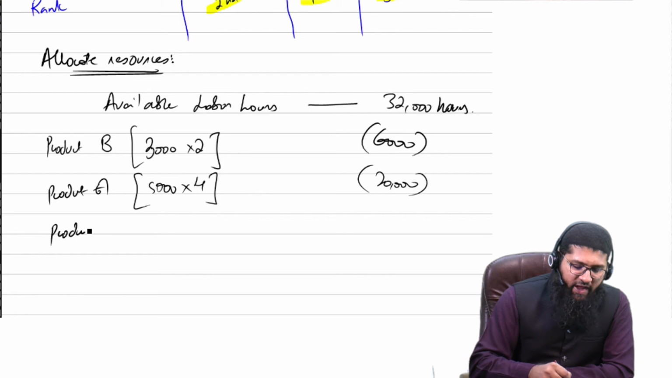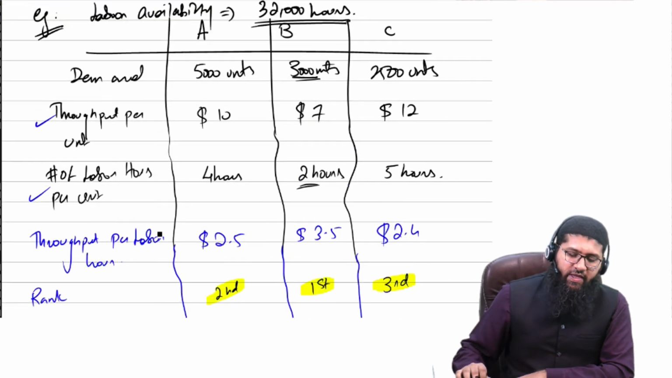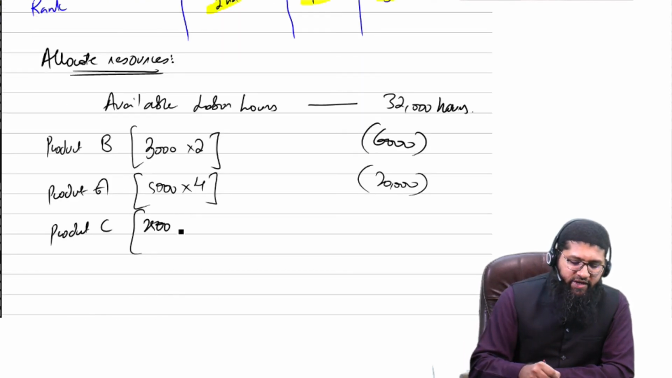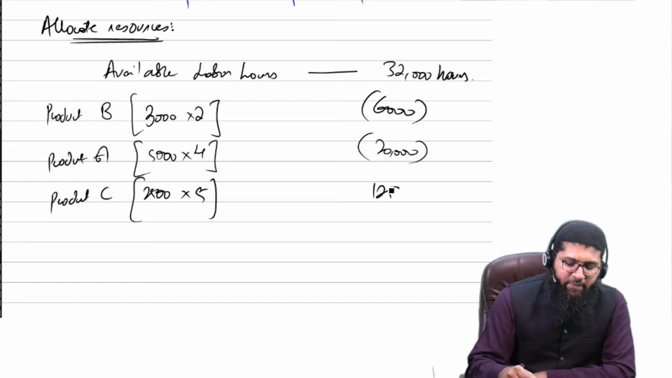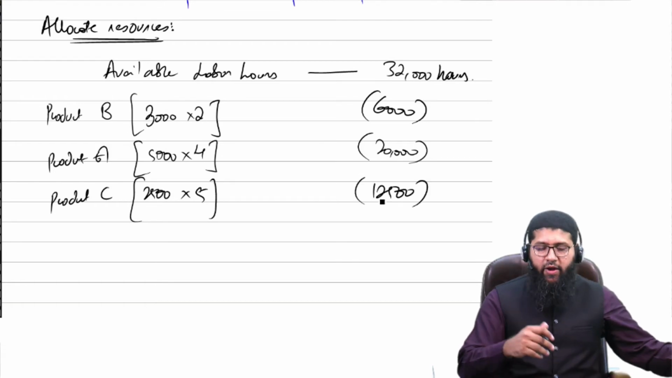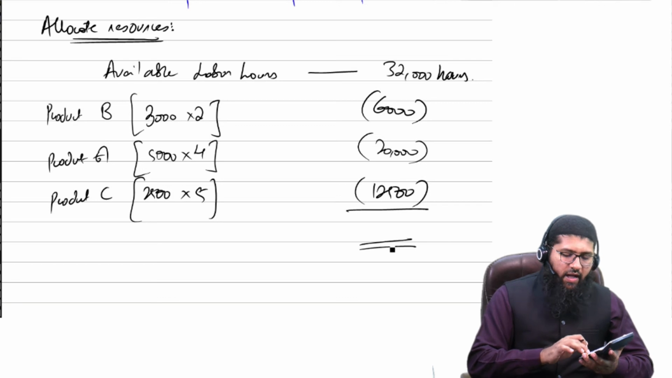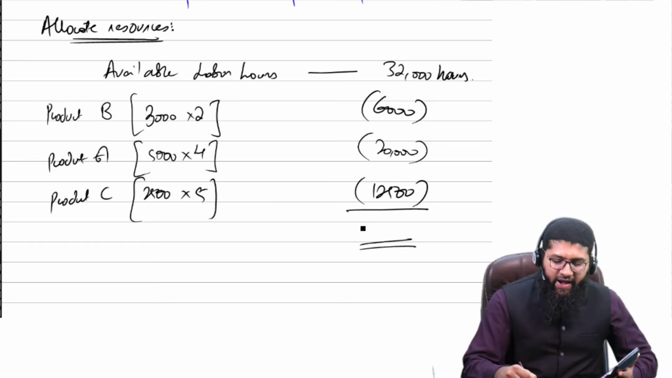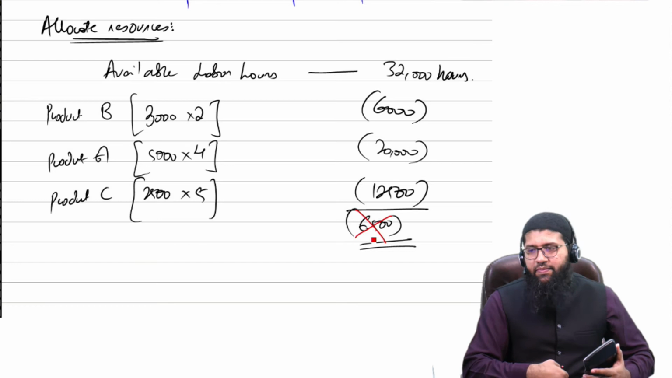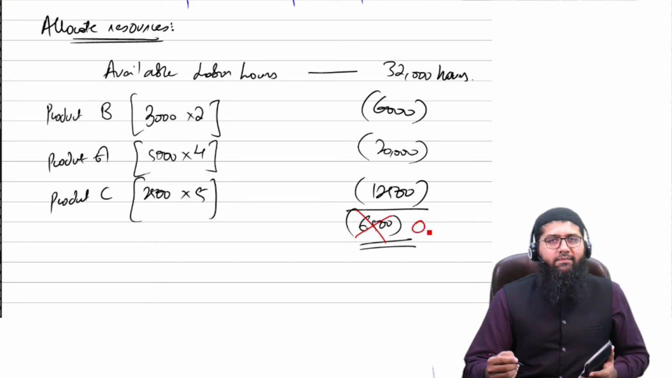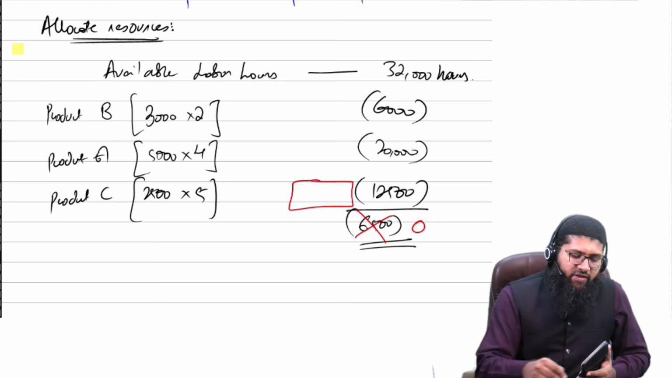And lastly, we would allocate to product C. The problem with product C is that the total demand is 2,500 units, and the number of hours per unit is 5. So that means 12,500 hours are required for product C. But if I allocate these 12,500 hours, I would be standing at negative 6,500 hours. And that is not possible. I've got a maximum of 32,000 hours.